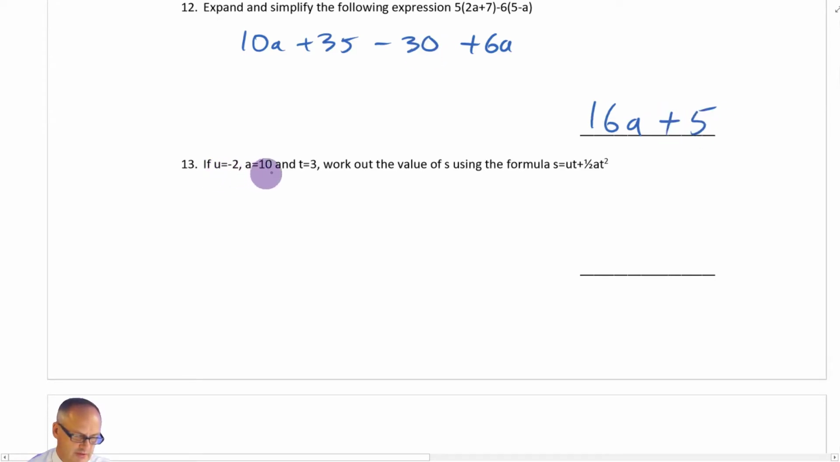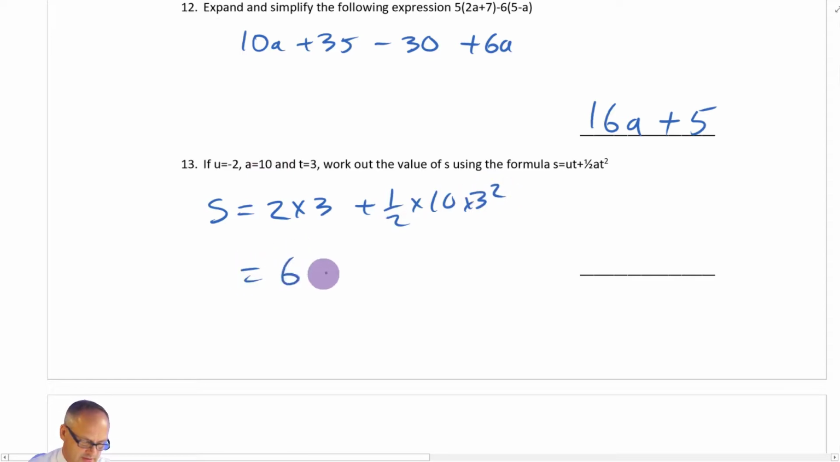If u equals 2, a equals 10, t equals 3, work out this formula. So we're going to get s equals u, which is 2, times t, which is 3, plus a half, a is 10, times t squared, and t is 3, so we have 3 squared. So that gives us 6, half of 10 is 5, times 3 squared. We must do the power before we multiply, so that gives us 9. So that's 45. Then we do the times first, then add the 6. 45 plus 6 gives us 51.